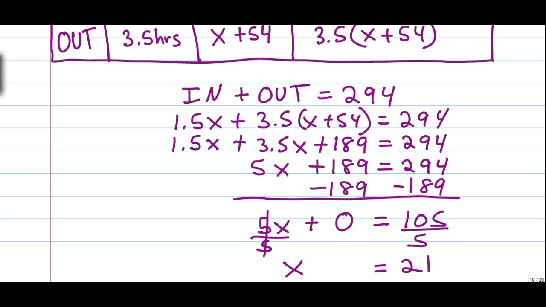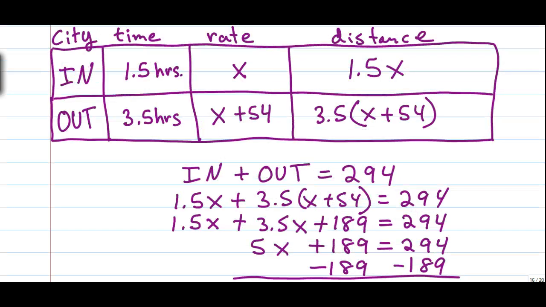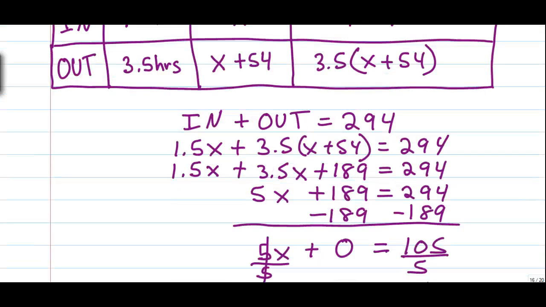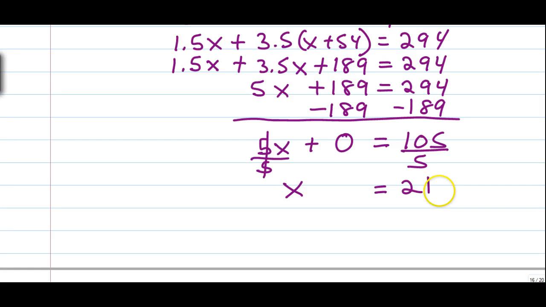Now we want to look back. Kind of peek back at your table. We can see that x is actually the rate. It's the speed that he's moving. So that 21 needs to have the units miles per hour to be complete. So your final answer is that he was driving while in the city 21 miles per hour.